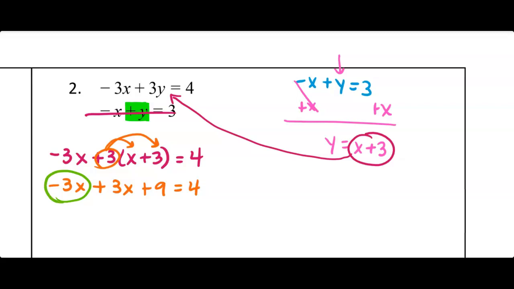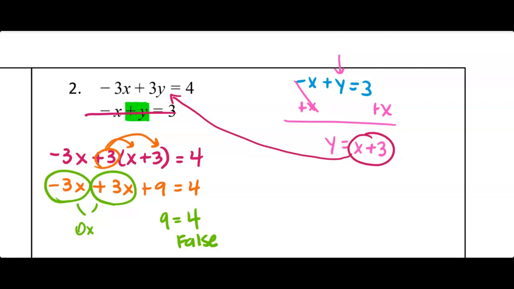When I combine my like terms, I see that I have negative 3x and positive 3x. That makes 0x, which means they go away, leaving me with 9 equal to 4. Now, since my variable went away, I'm left with this statement of 9 equaling 4, which I know is false. 9 doesn't equal 4.